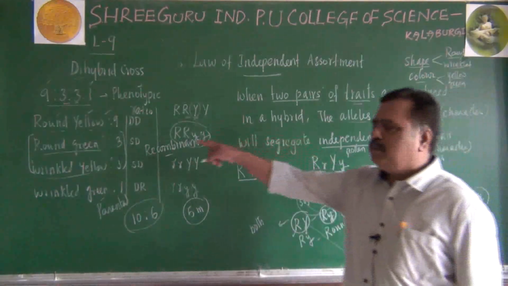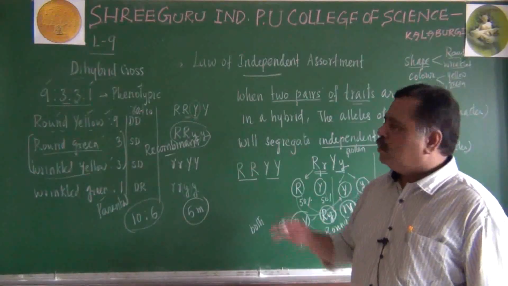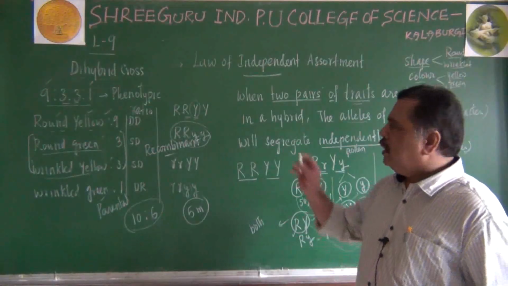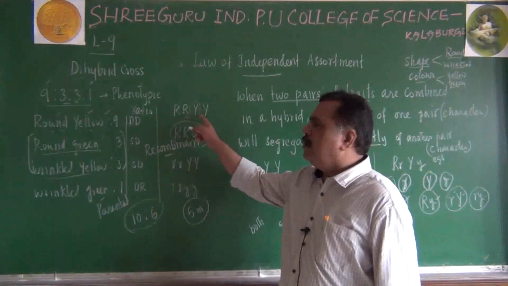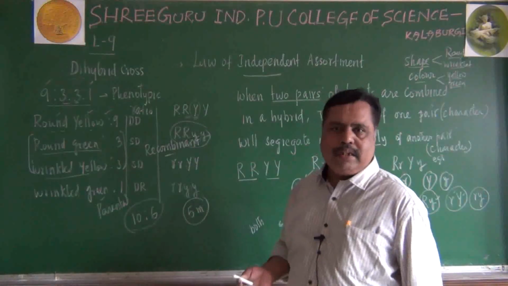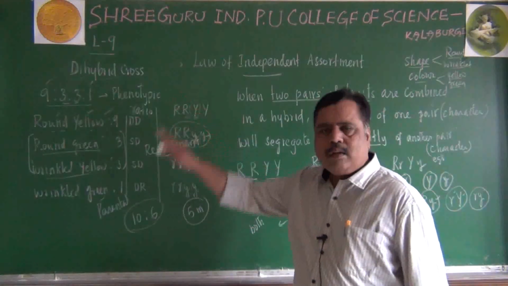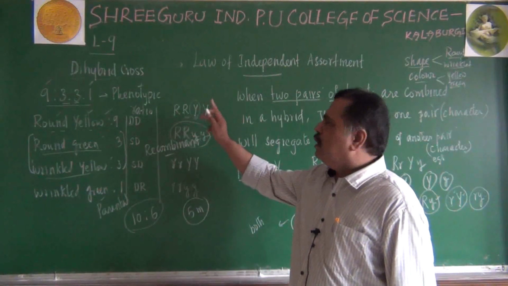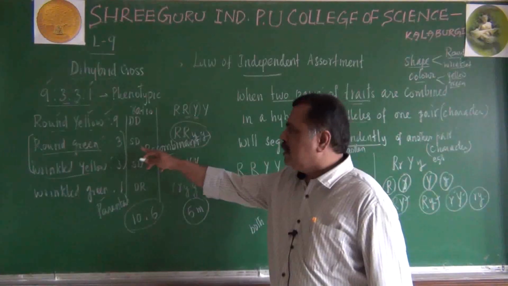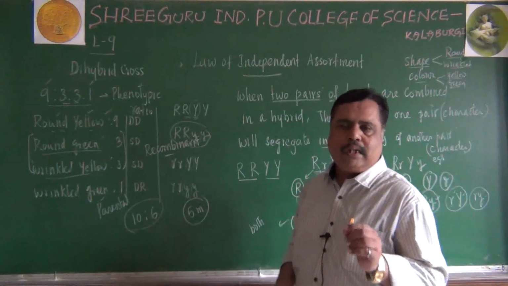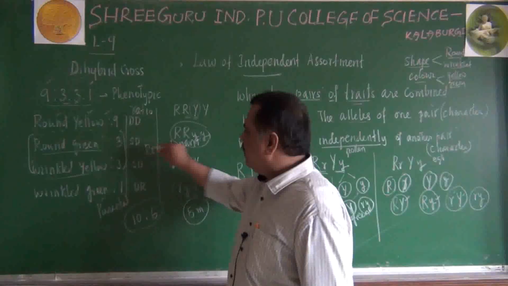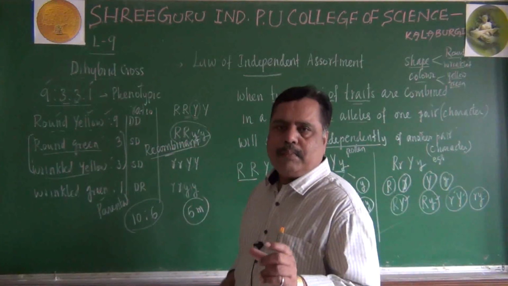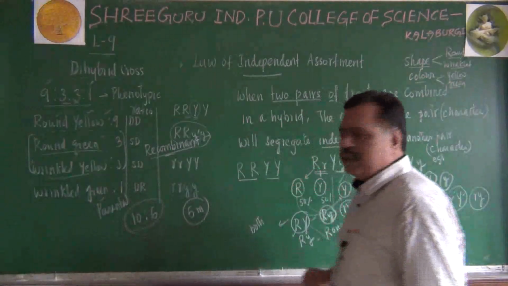That is why it is possible to get round green. So how do we get recombinants? Because they have independent assortment. If capital R says that I will be with capital Y only, we will always get round yellow only. It is not possible to get round green, is it not? How do we get round green? It is because of the law of independent assortment. Formation of recombinants depends upon what? Law of independent assortment. I hope you understand this point.